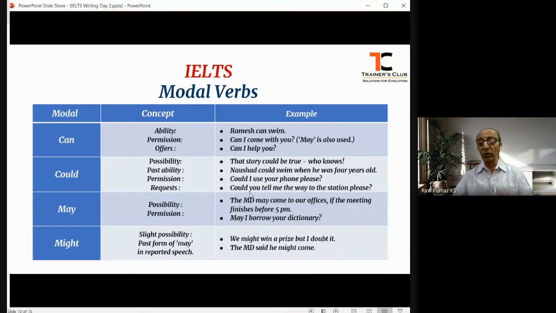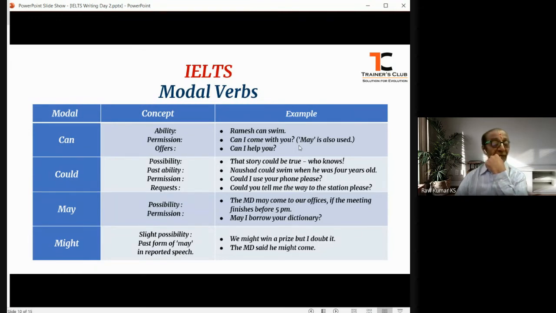Then when we have to use the permission or when we make requests, right? When we seek permission, we make requests. So if we are making a request or we are seeking some permission, we use can. Like, can I come with you? Instead, you can use shall also, you can use may also. Shall I come with you or may I come with you? Can I help you? Shall I help you? May I help you? Can I come in? May I come in? Shall I come in?